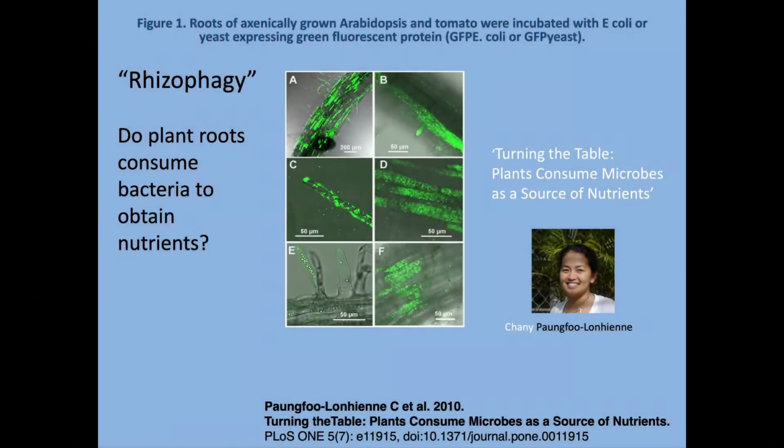In 2010, some investigators discovered that plants were internalizing microbes, yeasts and bacteria. And they actually wrote a paper called "Turning the Table: Plants Consume Microbes as a Source of Nutrients."